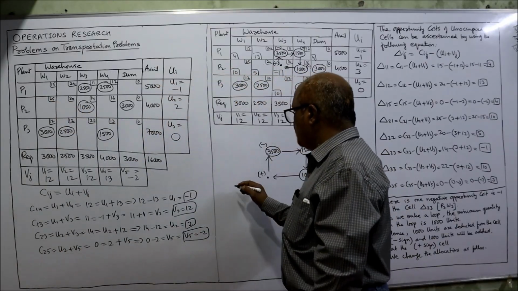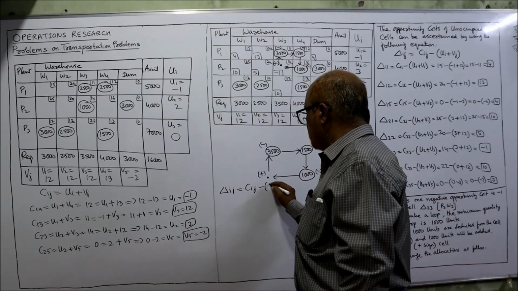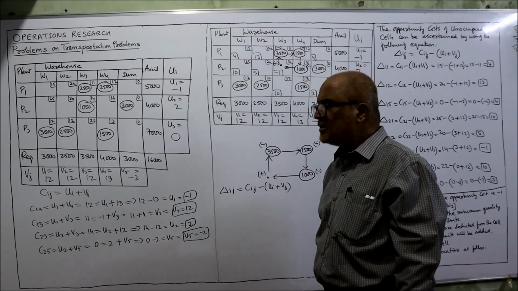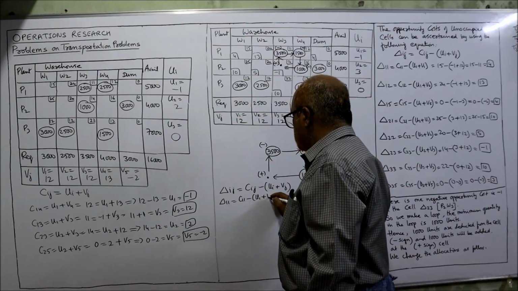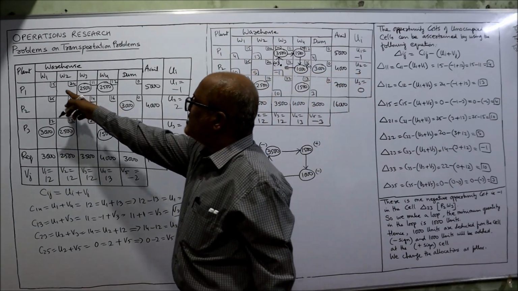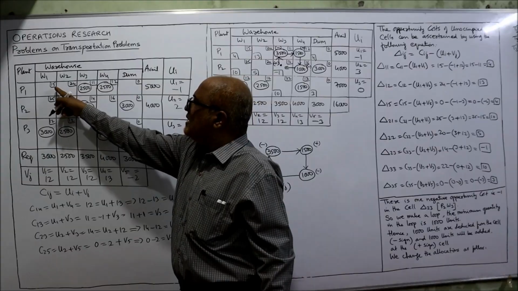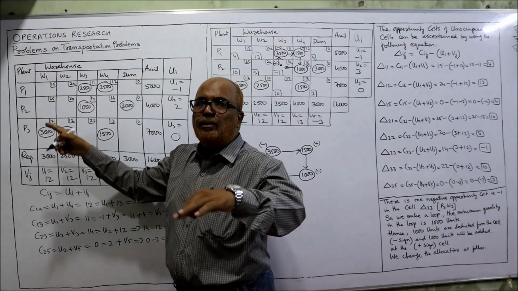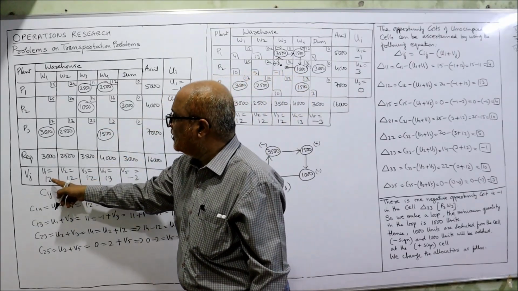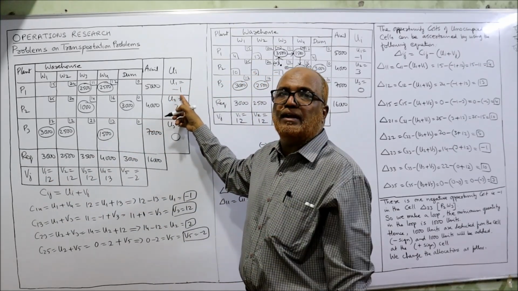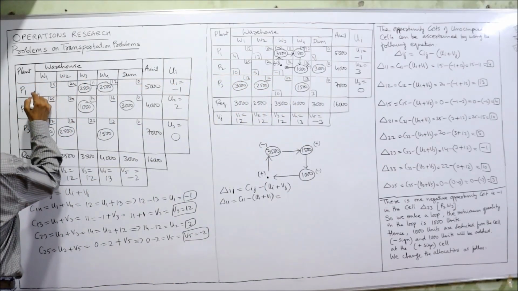The formula to calculate opportunity cost of unoccupied cells, delta ij, is equal to Cij minus (ui plus vj). Same formula, right? What is the location? 1, 1. So delta 1,1 is equal to C11 minus (u1 plus v1). Orally, without writing this, we can directly calculate. C11 is 15 minus (u1 plus v1). u1 is minus 1, v1 is 12. So 12 minus 1 is 11. 15 minus 11 is equal to 4. We got opportunity cost 4.